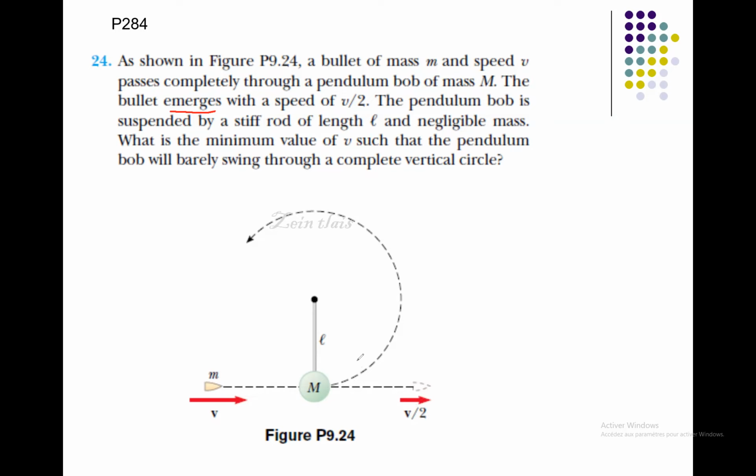As I told you in the last video, in this case we have an inelastic collision because one object is passing through another object. In this case we have friction inside the object. As we have friction, we have an increase of temperature, we have internal energy, so we have an inelastic collision.